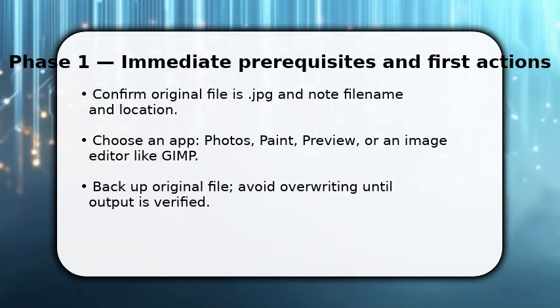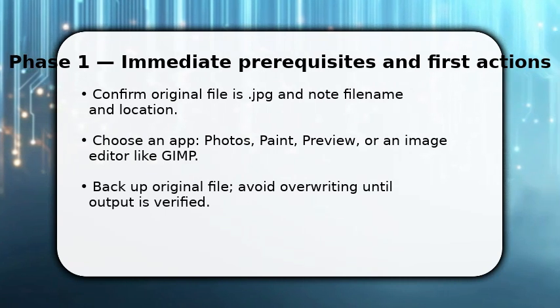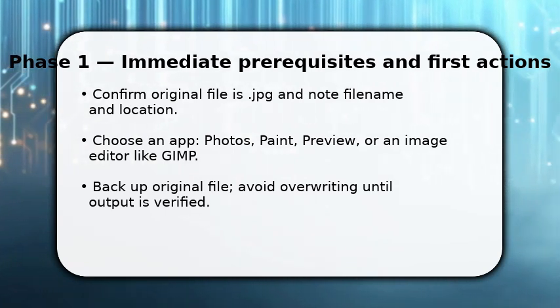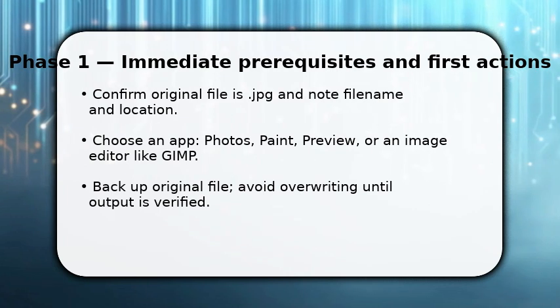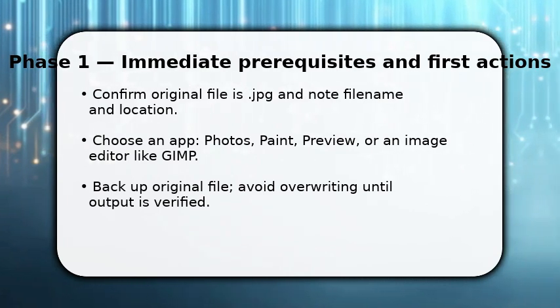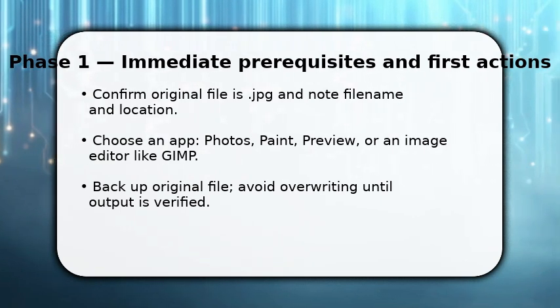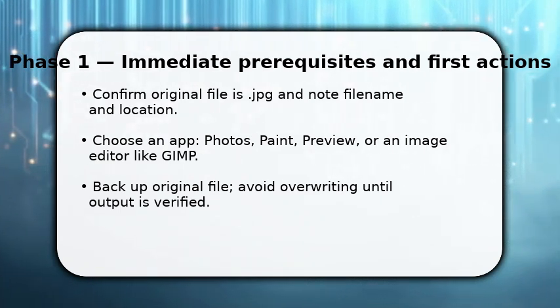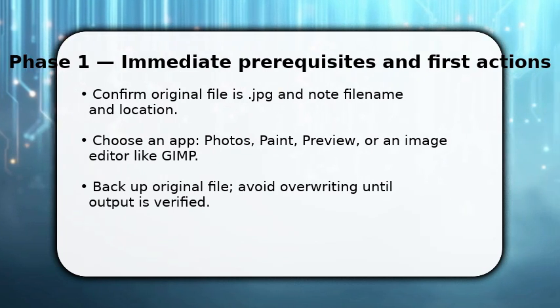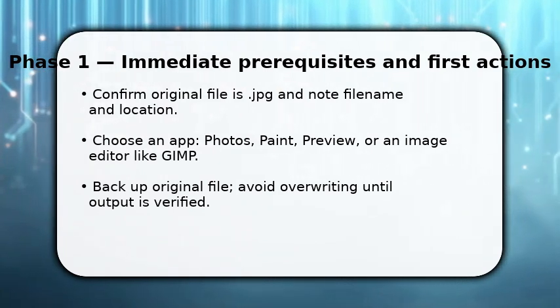You start by locating the JPG. Make sure you know its folder so you can save the new PNG nearby. Open your chosen app, Photos on Windows, Preview on Mac, or an editor like GIMP, because each handles export differently. Once the file loads, check image size and transparency needs, since PNG preserves alpha channels while JPG does not.